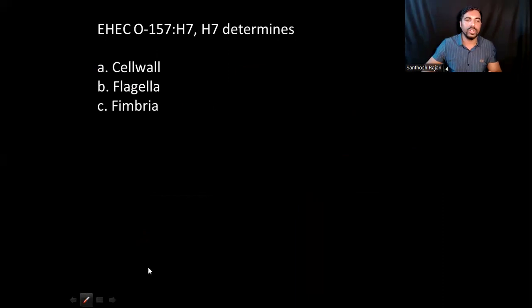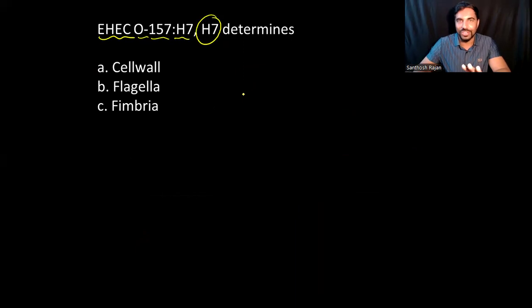Now look at this beautiful question. Here you have EHEC, that is enterohemorrhagic E. coli. So we have O157:H7. So what does H7 mean? This is again basic, but most of them, if I was a student, I would have made a mistake here.